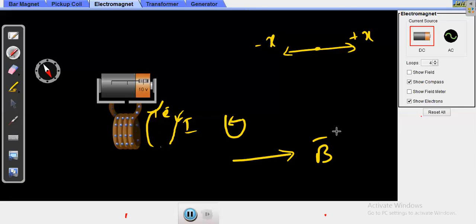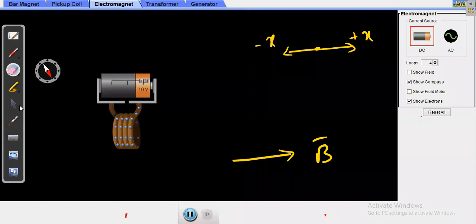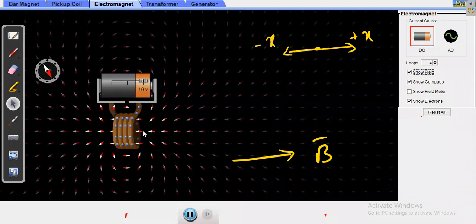Current flow. Then in which direction will the magnetic field be, either positive x or negative x? Give some answer, then I will proceed further. Positive x direction. Yes. So if you do it properly, then definitely the direction of the magnetic field is the positive x direction. Now we will verify whether that is correct or not. Now show the field. Yes, is it in the positive x direction here?